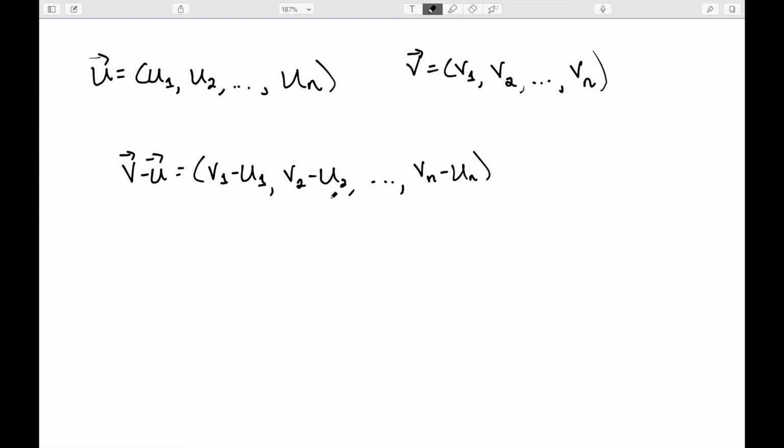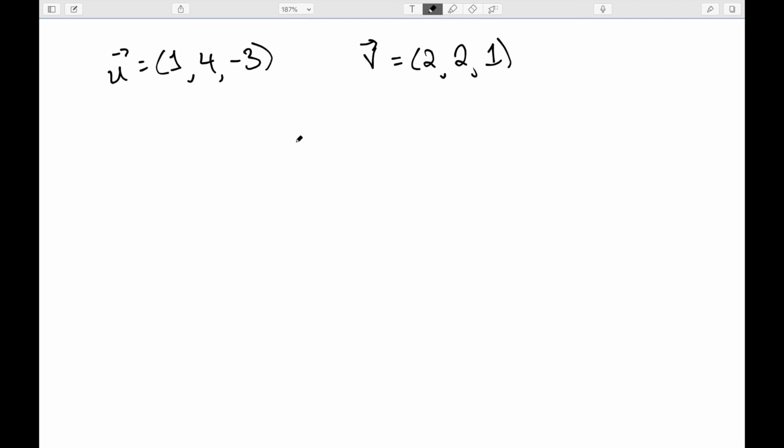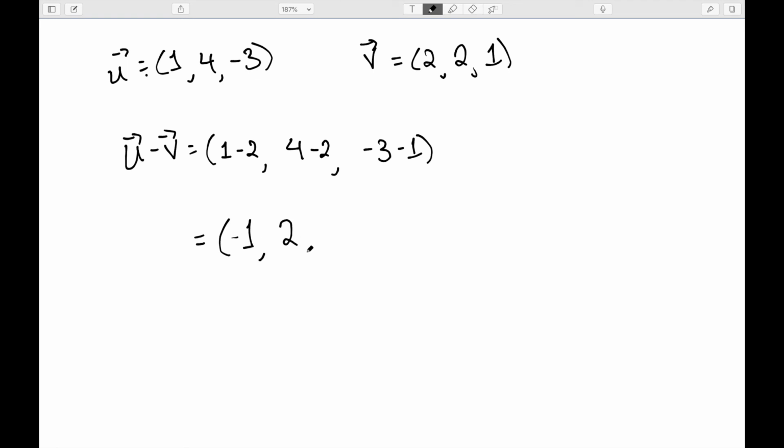So let's look at an example. Let's suppose u is given by 1, 4, negative 3, v is given by 2, 2, 1. And in this case, I want to find u minus v. So I'm going to subtract 1 minus 2 for the first entry, 4 minus 2 for the second, negative 3 minus 1 for the third. So u minus v is given by negative 1, 2, negative 4.